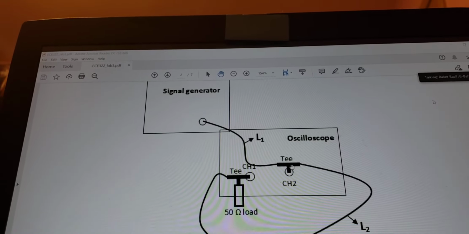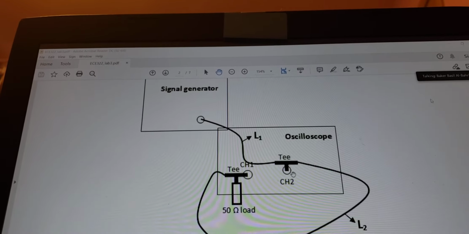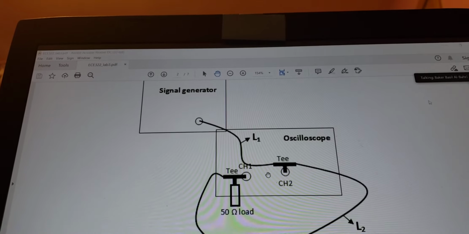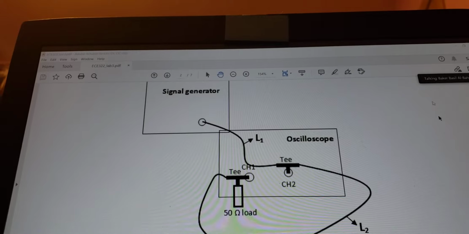So now what we will see on the scope is the signal on channel 1 and channel 2, but there is a delay between them.